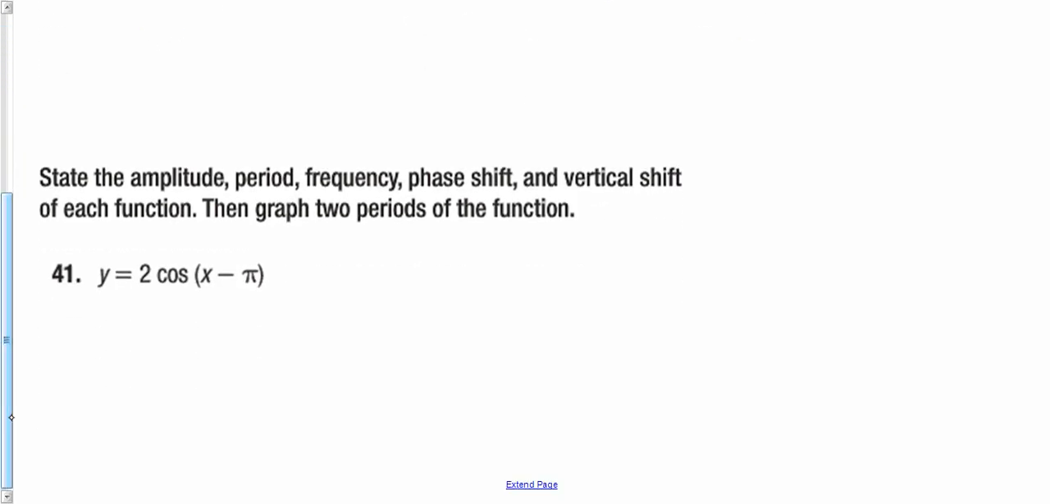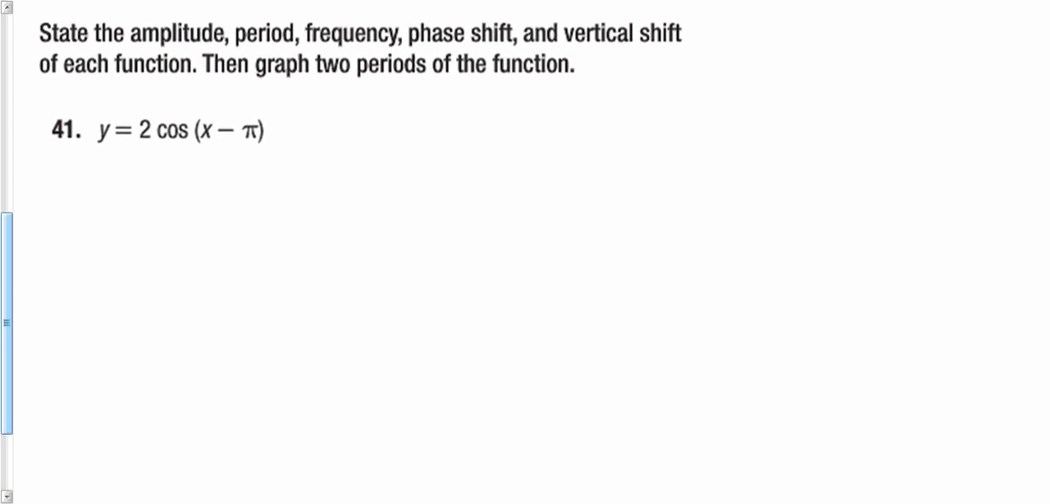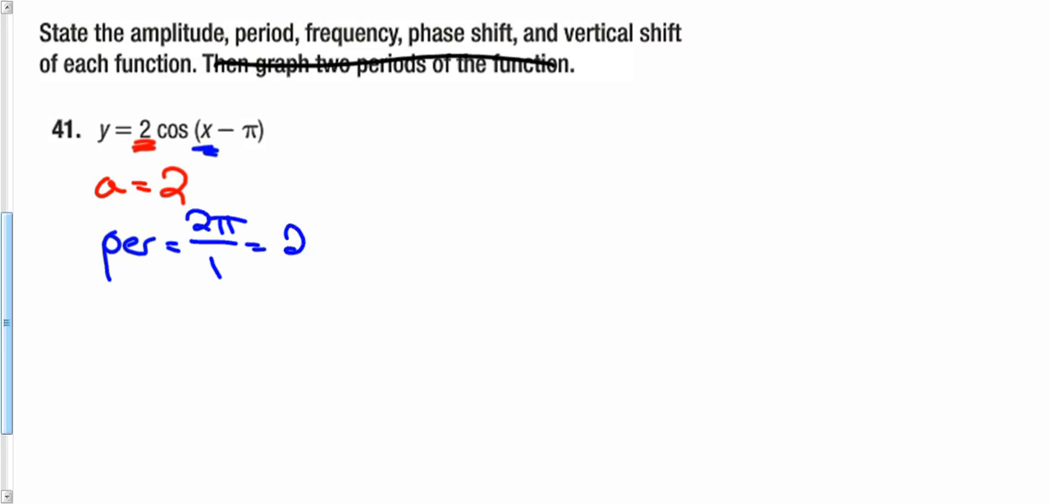This question is a good question as long as we don't have to graph it. This is the type of question you might have: amplitude, period, frequency, phase shift, vertical shift. So let's start with the amplitude. A is going to be equal to 2. Next, period. Period is going to equal 2 pi over b, which is 1, so it's just 2 pi.